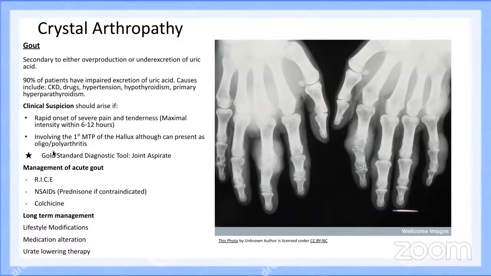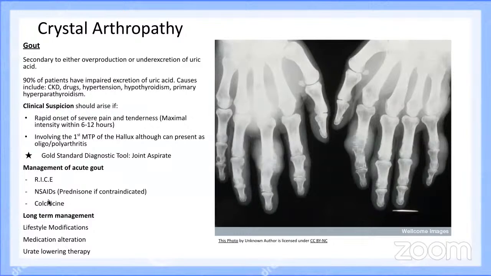In terms of management of acute gout, it's important to rest and ice the joint. Non-steroidals are also important for pain management, keeping in mind contraindications. If you do have any contraindications, prednisone can be used to manage pain, and in severe cases, also colchicine.